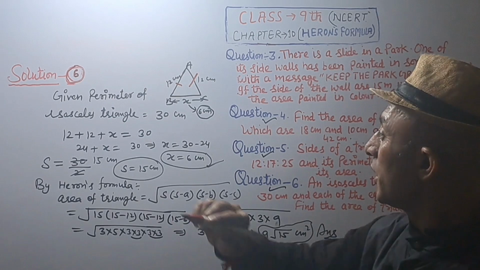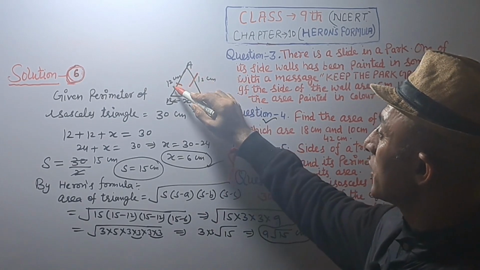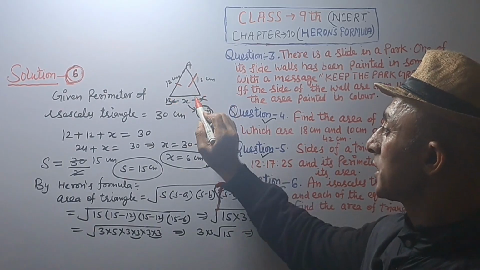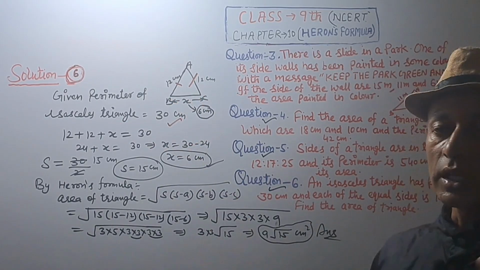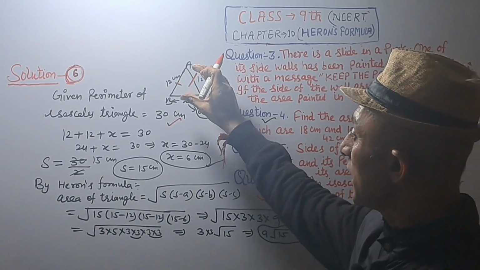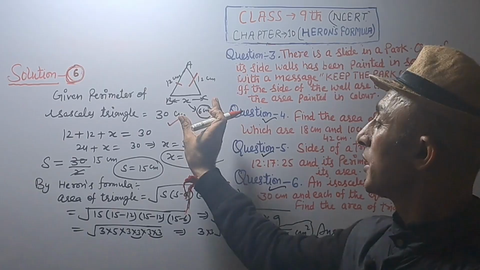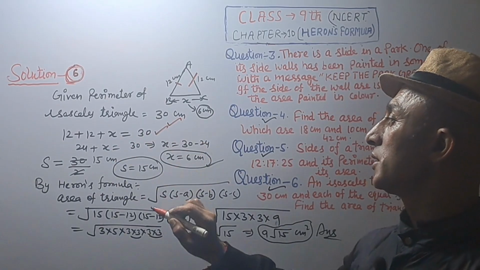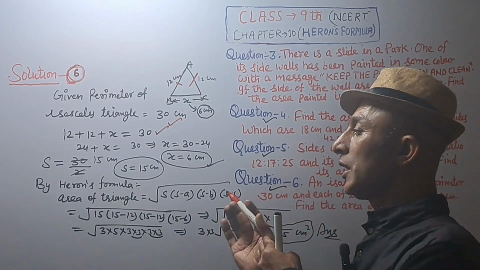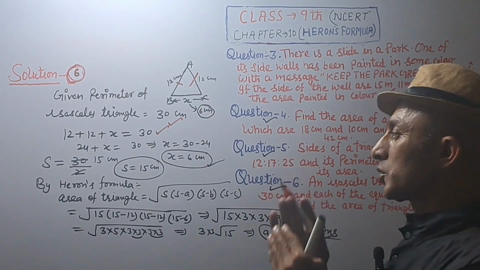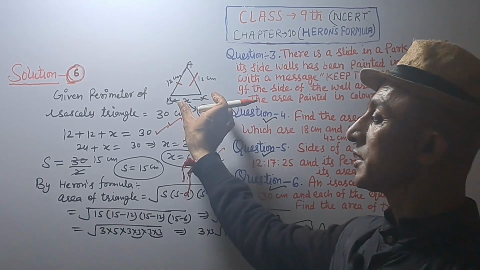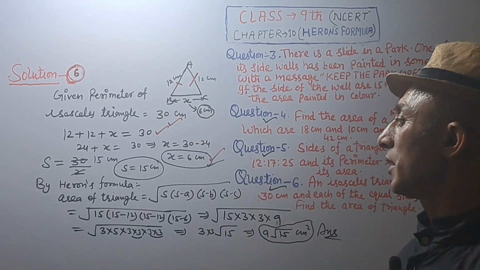In isosceles triangle, two sides are equal, that is 12 centimeter and 12 centimeter. And third side, we find third side given perimeter is equal to 30 centimeter. So sum of three sides, that is 12 plus 12 plus third side x equal to 30 centimeter. And 12 plus 12 is 24 plus x equal to 30. So x is equal to 30 minus 24, that is 6 centimeter. And we find the value of third side, that is equal to 6 centimeter.